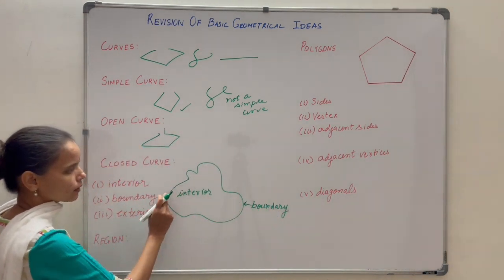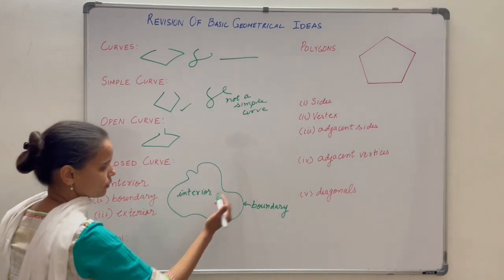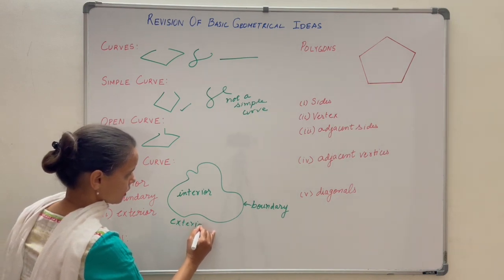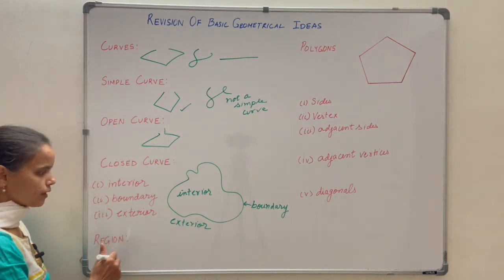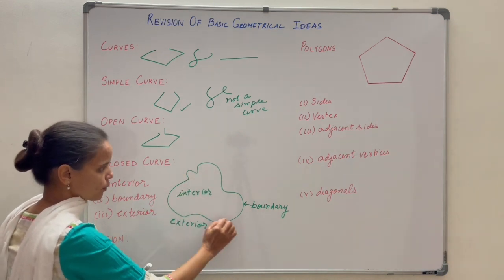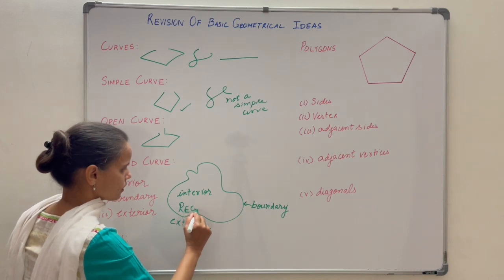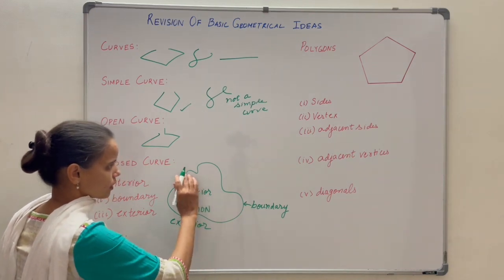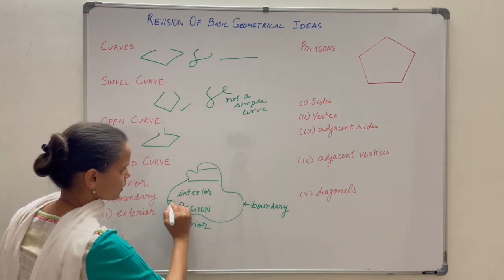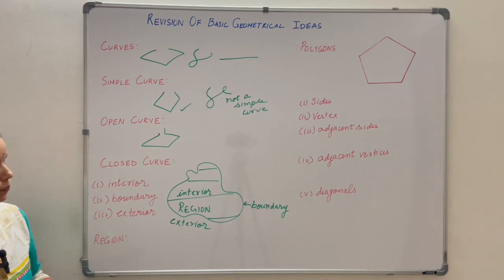Boundary is on the curve. Exterior is outside the curve. So this is called the exterior. And the interior along with the boundary is called the region. So this is called the region. Along with the boundary, it is called the region.